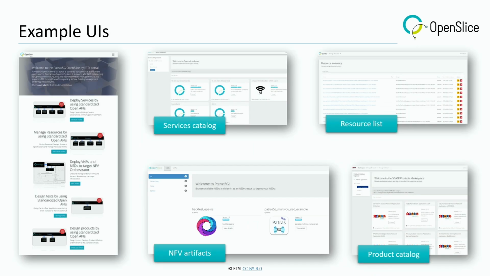Some example UIs of OpenSlice that we will see also later comprise different models from TMF. So there is a dedicated UI for services, resources, products, and of course the NFV related UI, which is outside the ecosystem of TMF, but it is within the interest of ETSI.